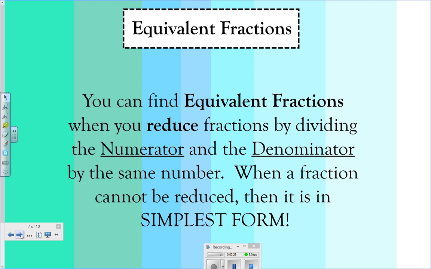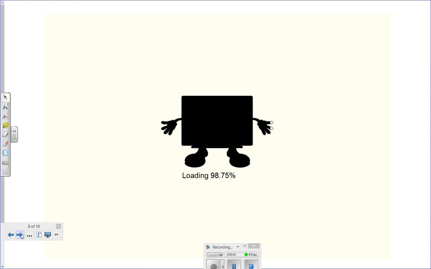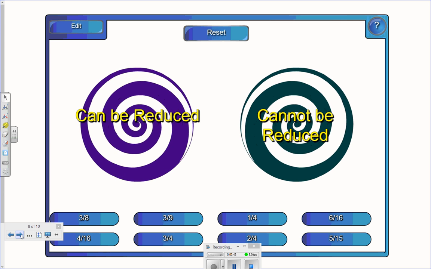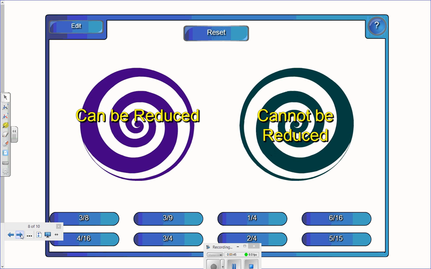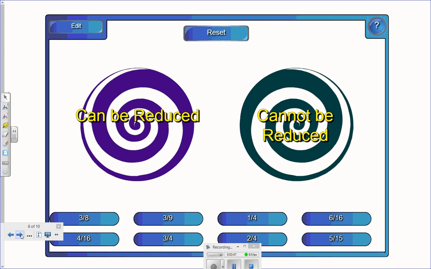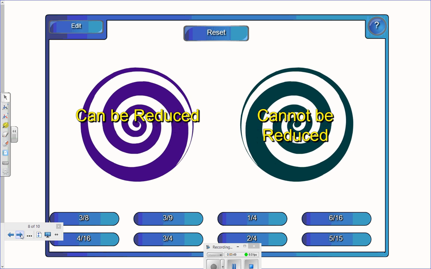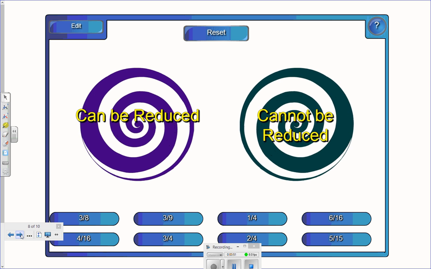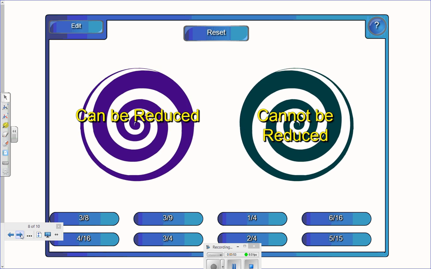Okay, so you can find equivalent fractions when you reduce fractions by dividing the numerator and denominator by the same number. So it's just the opposite of what we just did. Now we're going to see which fractions can be reduced and which ones cannot be reduced. So who would like to come up and drag it to the right vortex? Anybody?